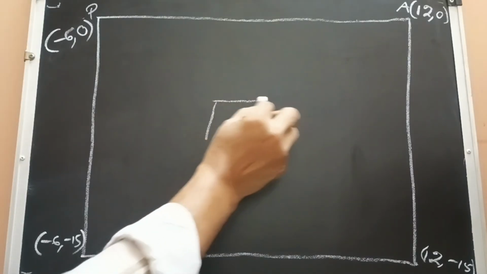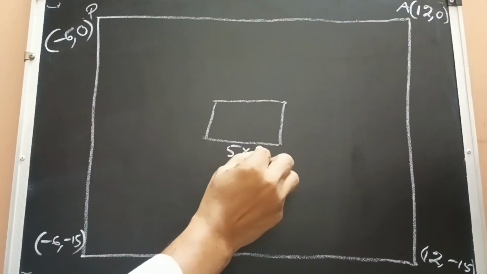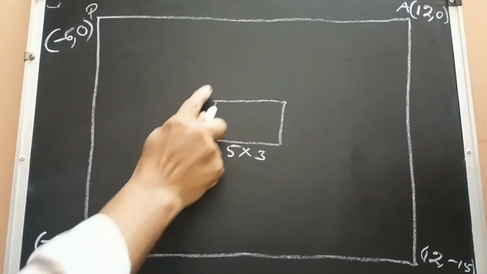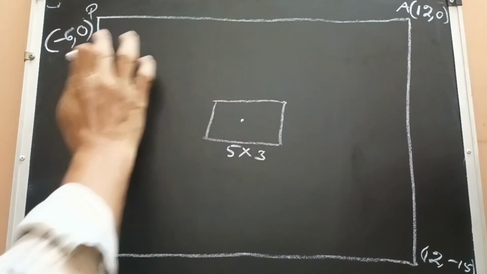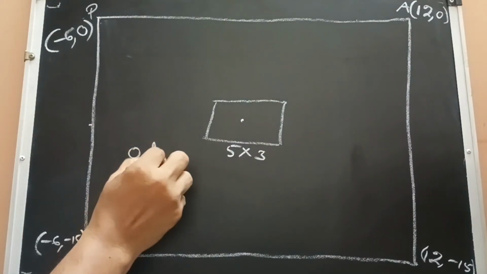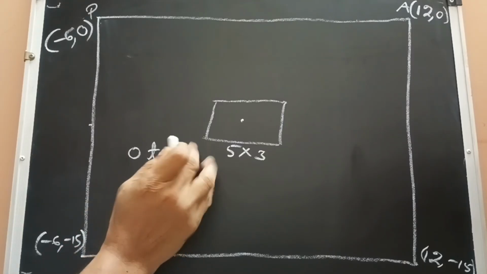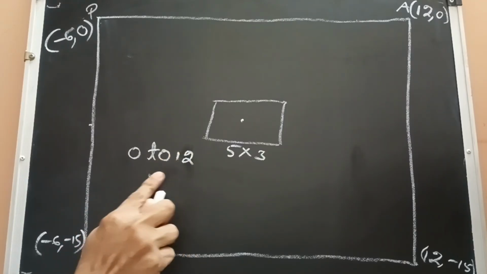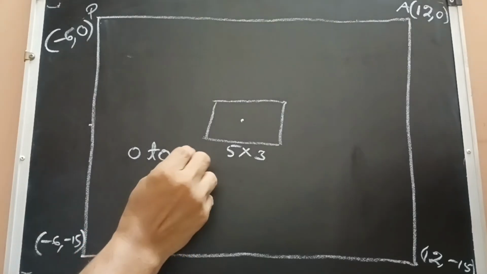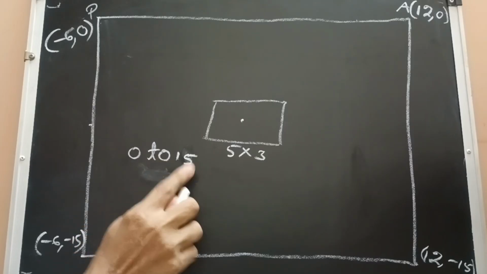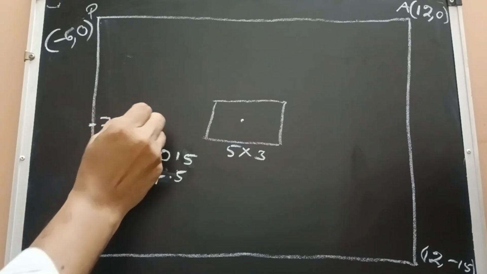Place a rectangular dining table 5 feet into 3 feet precisely in the center of a dining room. We have to find out the center of this dining hall. In 0 to 10, what is the mid value? It is 5. So 0 to 12, what is the mid value? It will be 6. In the same way, 0 to 15, what is the mid value? It will be 7.5. So here the mid value is 7.5.